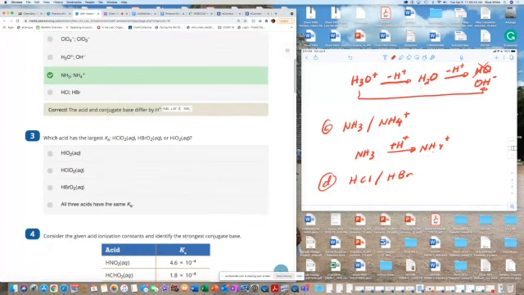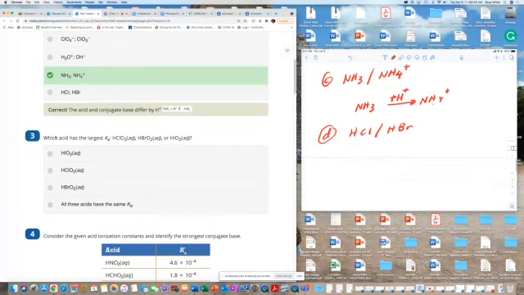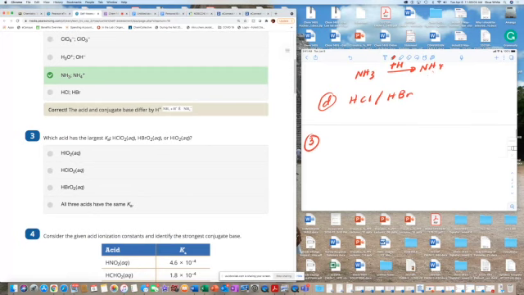Okay, they're asking you number 3. Any questions about what I've gone over so far? The difference between the acid base conjugate pair is the H plus, okay? So we're moving on to number 3. Number 3, we're told, which acid has the largest Ka? Ooh, we're comparing acids. So largest Ka is what we're looking for.